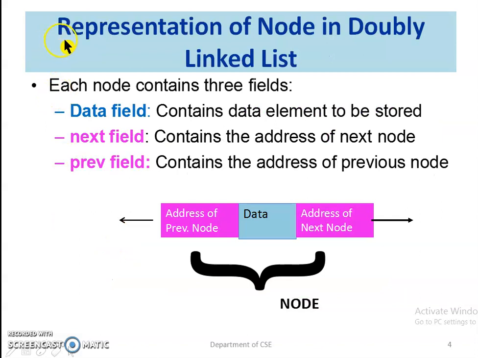Now let us see how the node in the doubly linked list is represented. Each node in the DLL contains three fields: the data field which contains the data element to be stored, the next field which contains the address of the next node, and the previous field which contains the address of the previous node. The diagram shows the structure of the node.